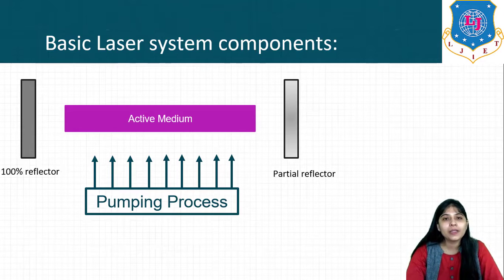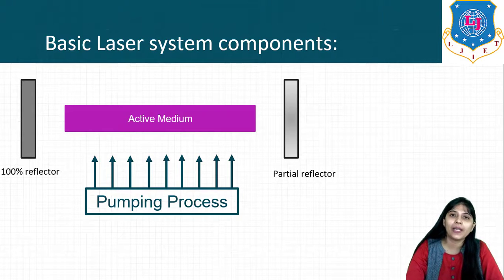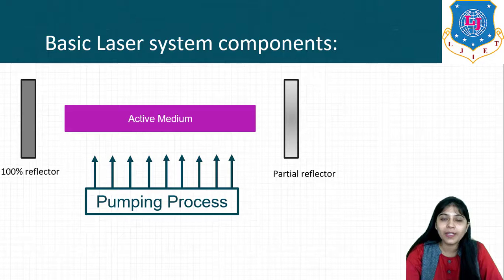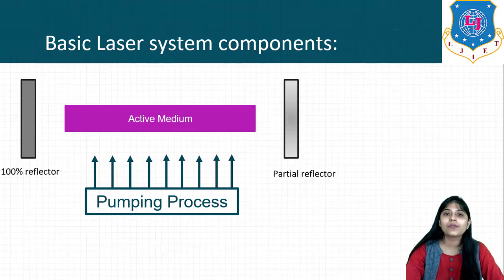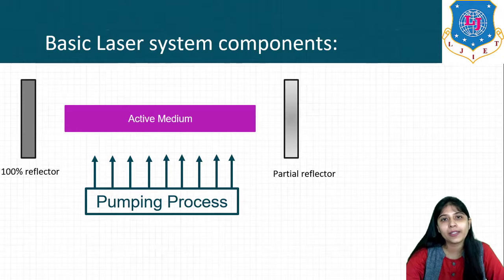The active medium is basically the heart of laser production, in which we apply some energy, some pumping. Different types of pumping can be employed, which will excite the atoms in the active medium to go to the higher state.